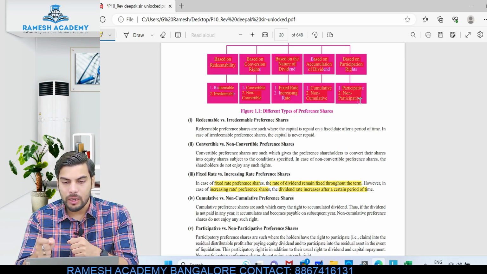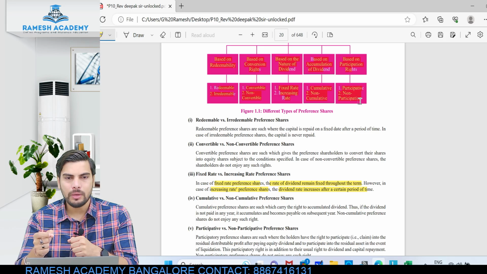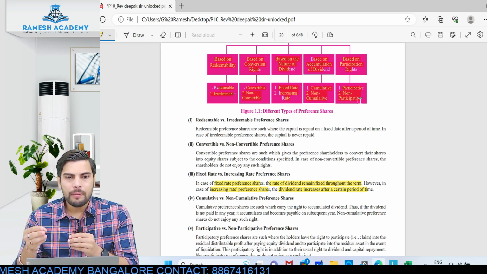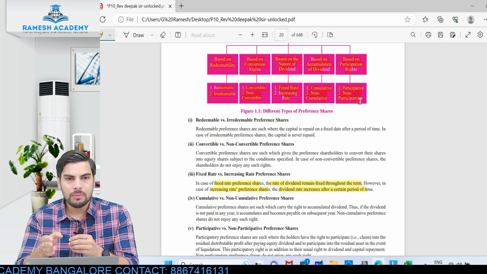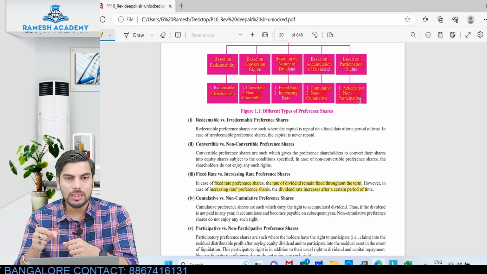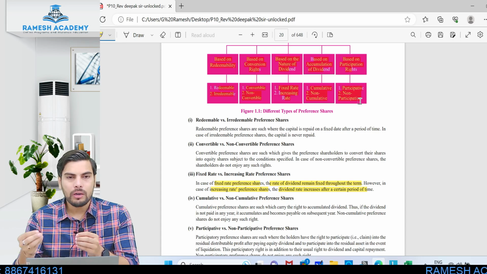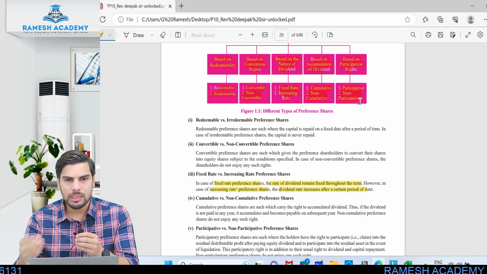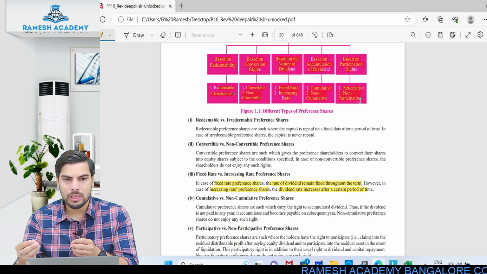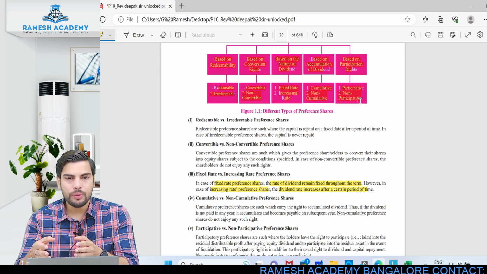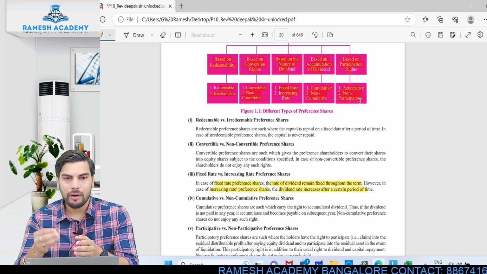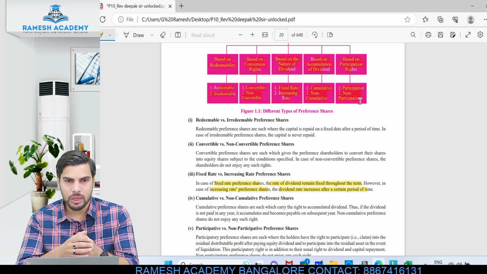Now look at this. When it comes to participative preference shares, what does it mean? Even after making the payment to the equity shareholders, if there is still some surplus profit left over, these shareholders will have a right to get a share in it. I would have already paid the preference dividend, and whatever amount I was entitled to pay to the equity shareholders, I've already paid. In spite of that, there is still some surplus amount left over. So these participative preference shareholders will get a right to a share in this surplus amount left over after making the payment to the equity shareholders.